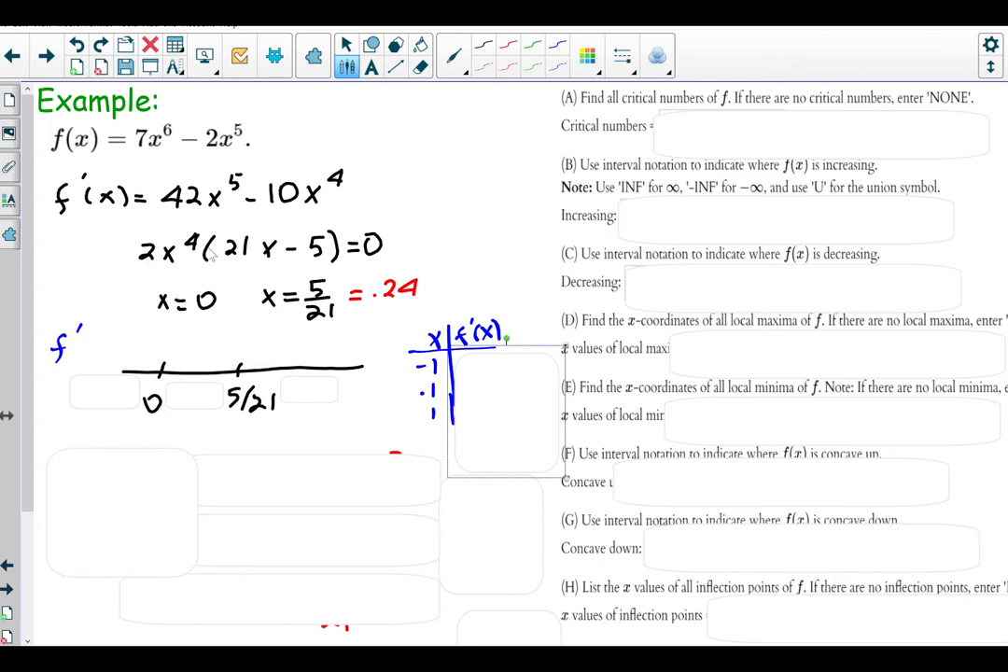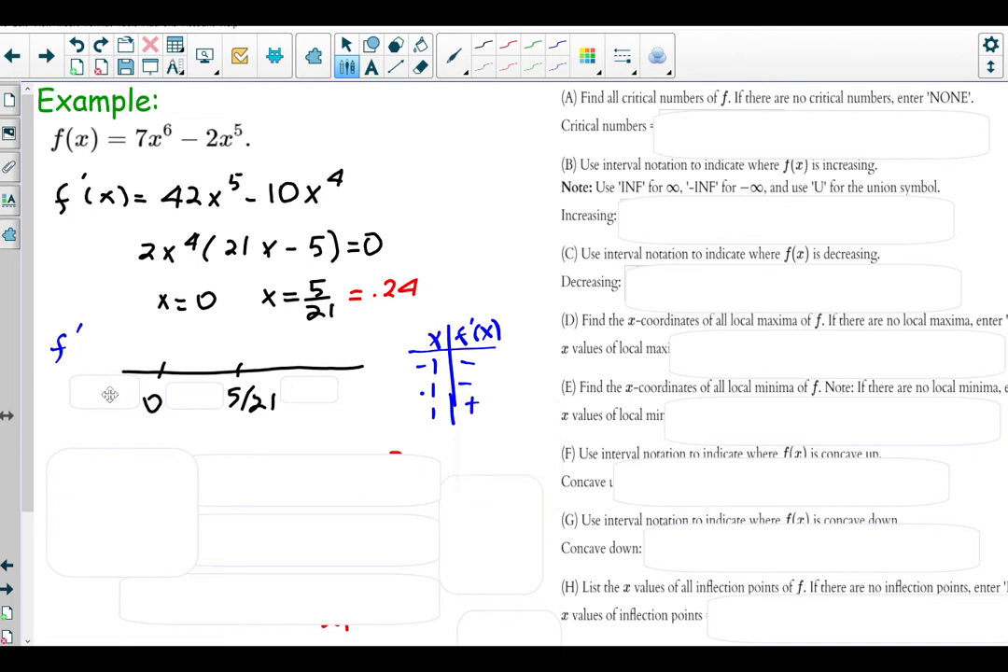So you can do this, plug them into the factored form of f prime, remembering that the first portion, x to the 4, is always positive. You really only need to plug them into the second portion, 21x minus 5. So if you plug in a -1 in there, you're going to get a negative. If you plug in a 0.1 in there, our test value from in between, that will also be a negative because you're going to have 2.1 minus 5, which is negative. And then plug in a 1 in there, you get a positive.